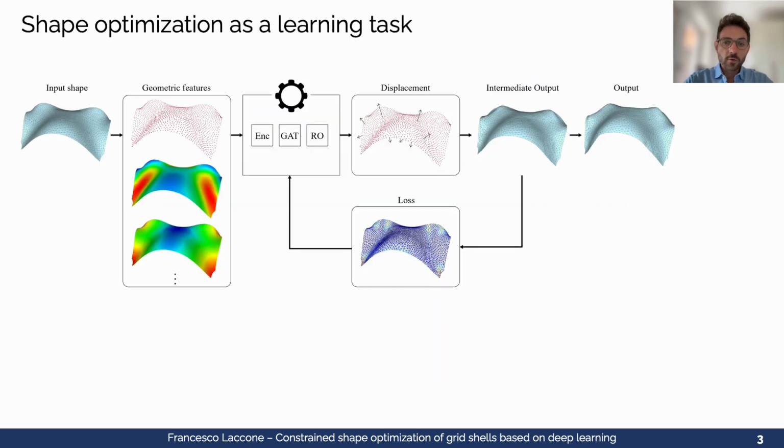This method uses neural networks and merges knowledge from statics and differential geometry. We consider grid shells encoded as meshes and a vector of geometric features. The learning model predicts the translation vectors, that are displacements to be applied at the nodes of grid shells, and at each intermediate step we compute a loss function until convergence.